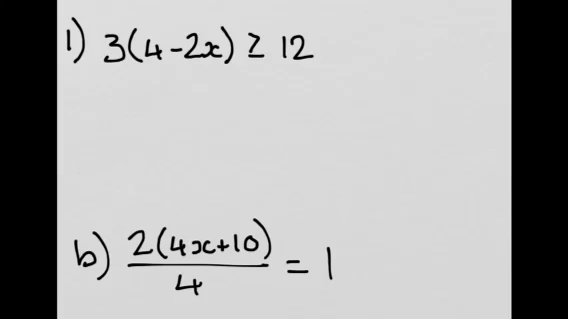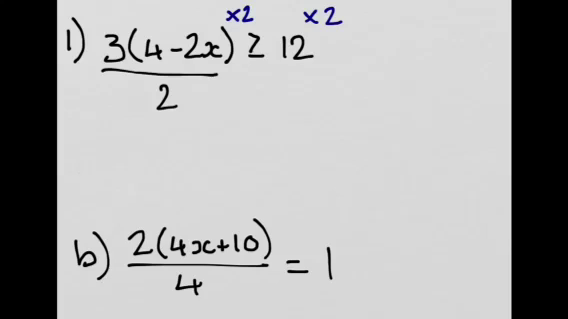In the first question you've got 3 brackets 4 minus 2x all over 2 is greater than or equal to 12. Now the first thing you're doing for both of these questions, including part B when you're dealing with a fraction as well, is we need to eliminate that fraction. We do that by multiplying both sides by the denominator.